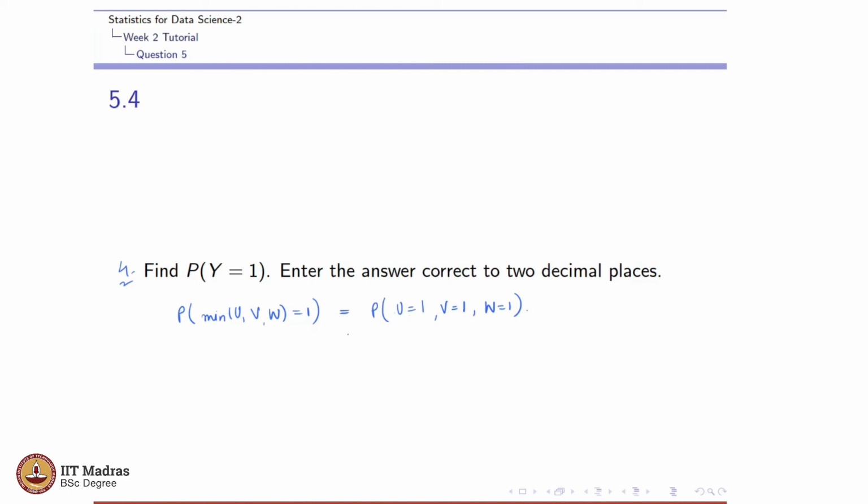Since they are all independent, we can write P(U=1) times P(V=1) times P(W=1). Probability U equals 1 was 0.2, so this is 0.2, this is 0.5 and this is 0.8. So again, this is going to be 0.08.